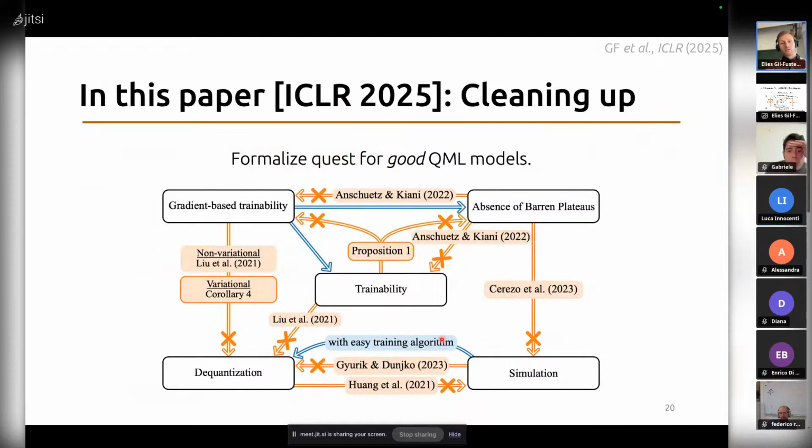We also do it the other way. So there are quantum circuits, or there are learning tasks, which are dequantizable, but which are not necessarily simulable.